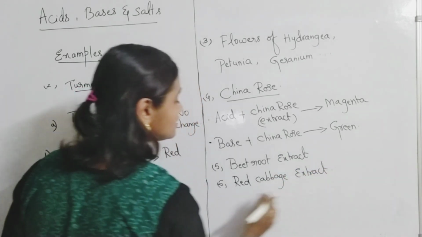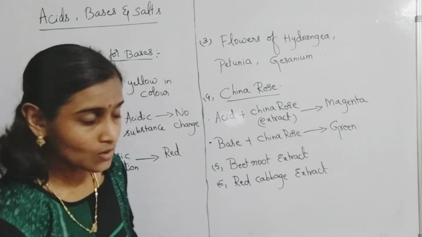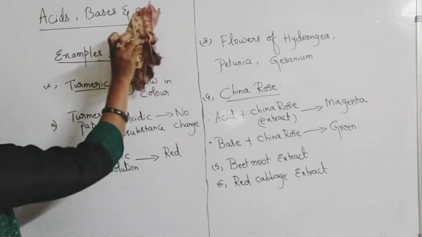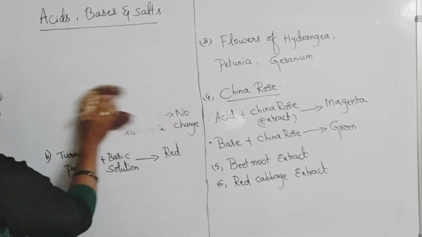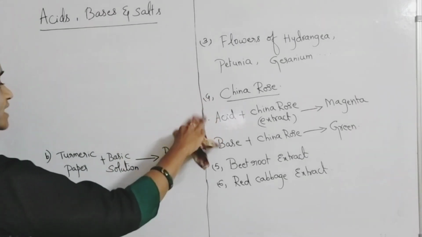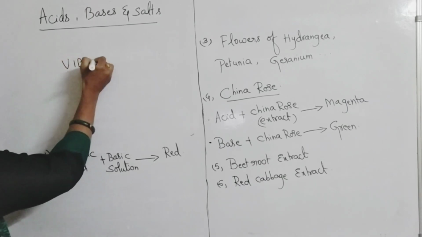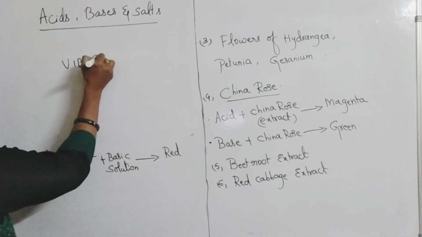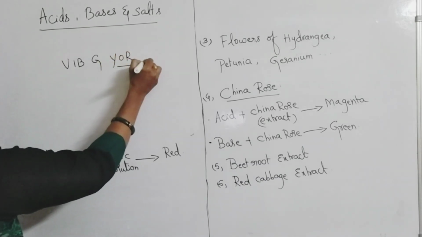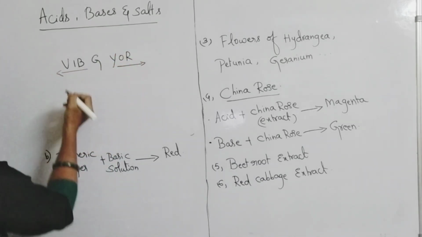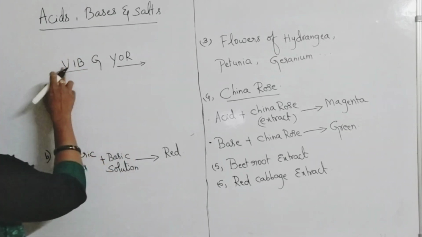You can remember the color changes in the form of VIBGYOR colors. If the substance to which red cabbage extract is added turns to VIB colors, then it is basic in nature. VIB colors are for bases, G is for neutral, YOR colors are for acids. VIBGYOR colors you all know; these are rainbow colors. So violet, indigo, blue.